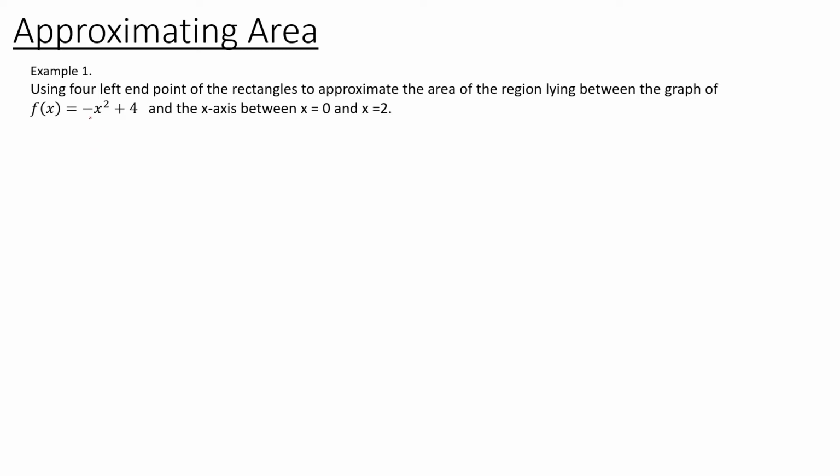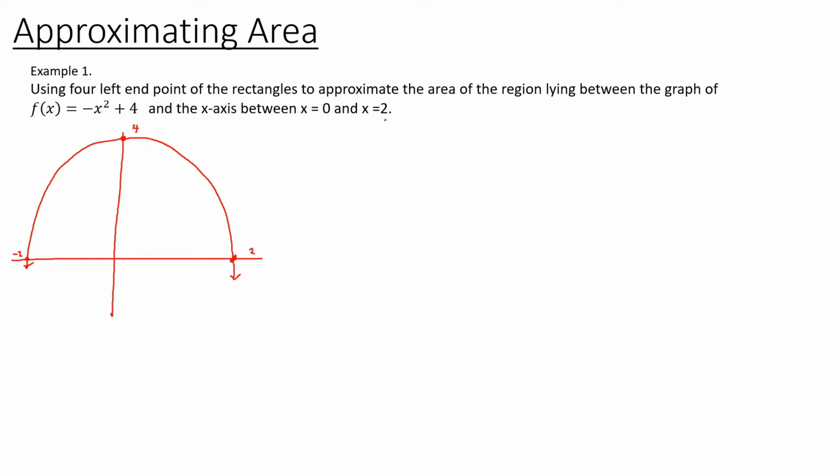We have negative x squared plus 4. So here is our x-axis. And we have a parabola where the y-intercept is 4 and the x-intercepts are 2 and negative 2. And again, we want to find the area from 0 to 2, so we're looking at the right side of this. And our goal is to draw full rectangles to approximate the area.